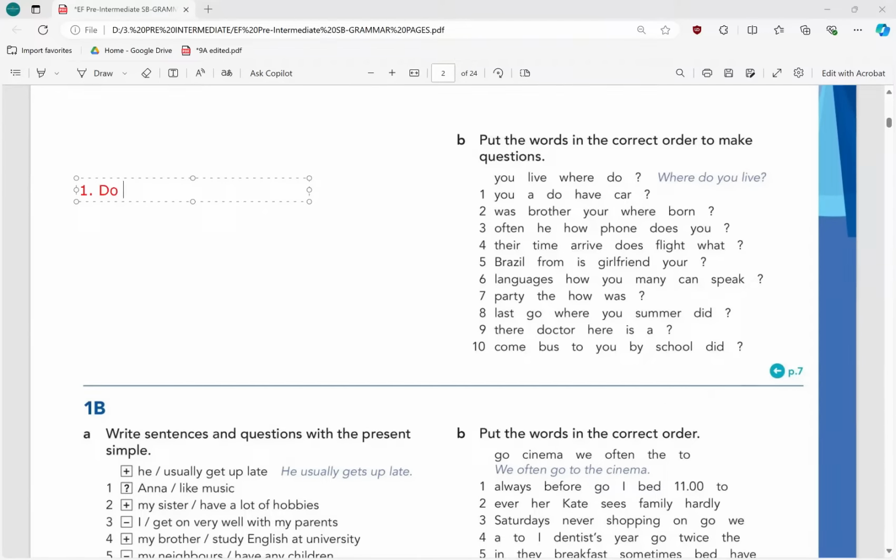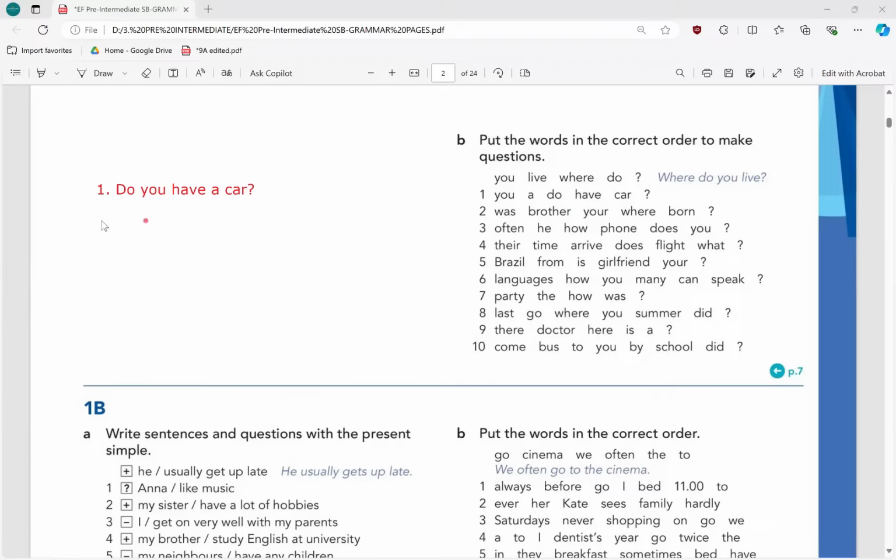Number 2, was brother your were born? So the question word here is where. We have got the question word. So without even thinking, it will be first. Always. So where. And then your brother, this is together. This is subject, your brother. Where, your brother. And obviously, we got was. So was or were in question, they come right after the question word. So where was your brother born? Okay, so we're going to write it down. Number 2, where was your brother born? That's it.